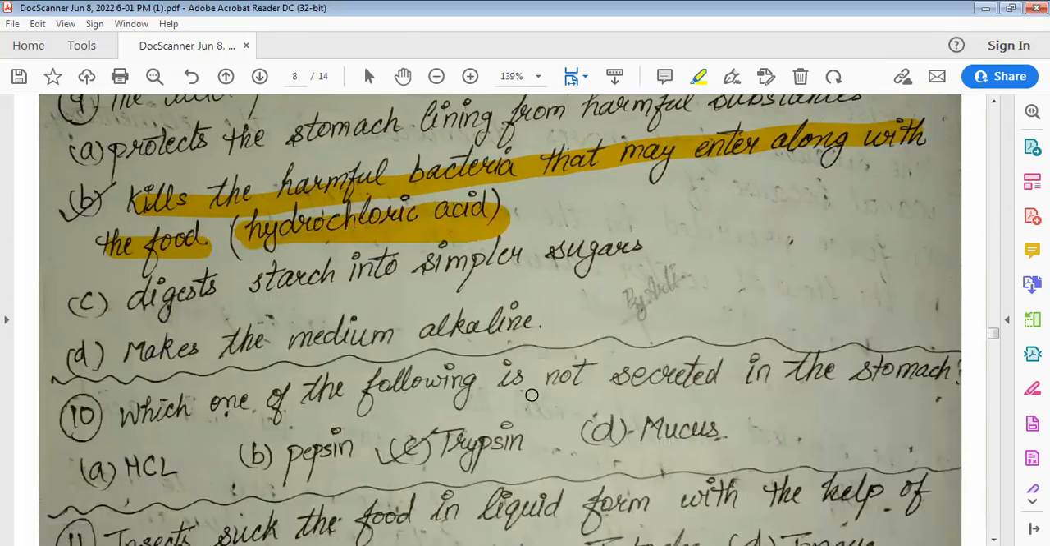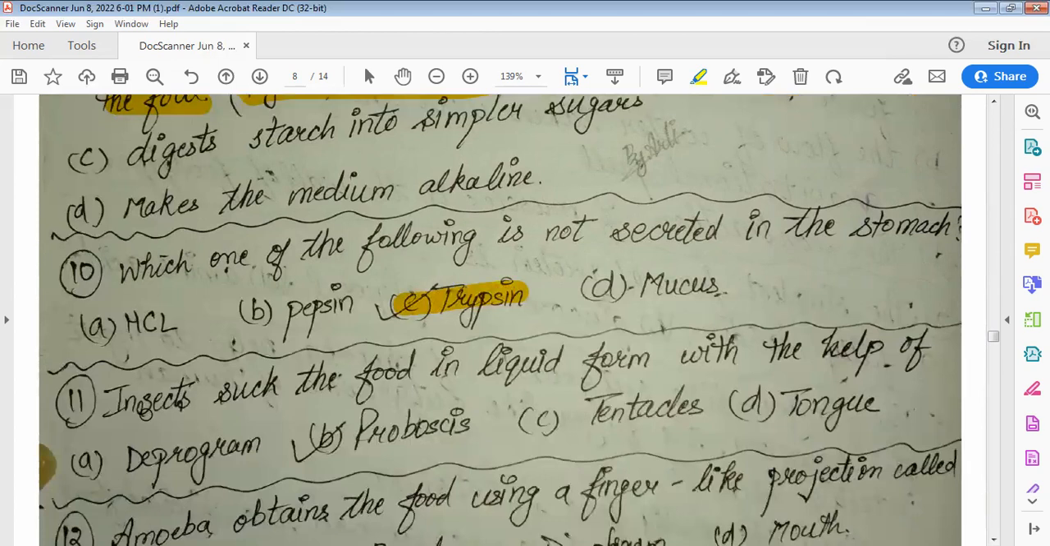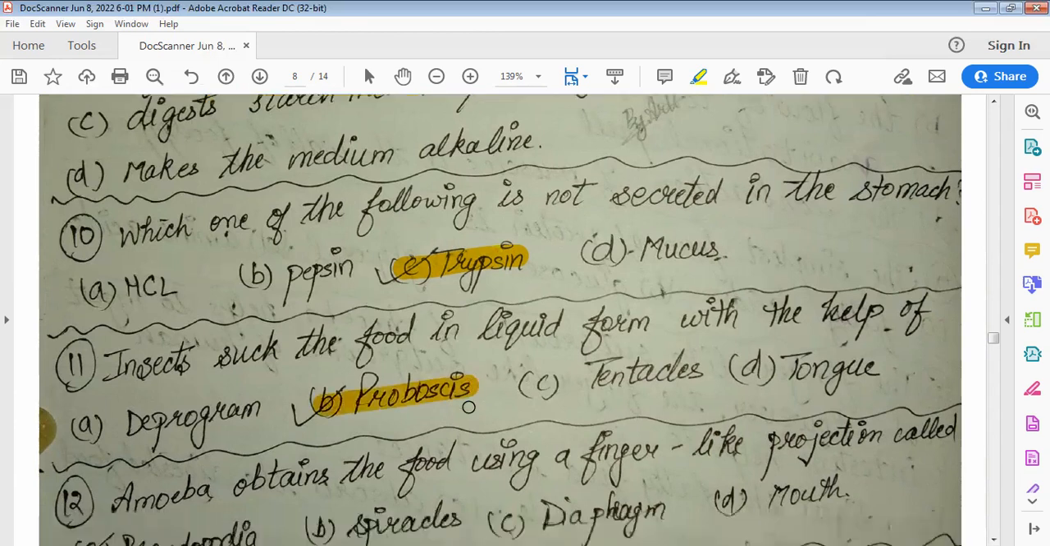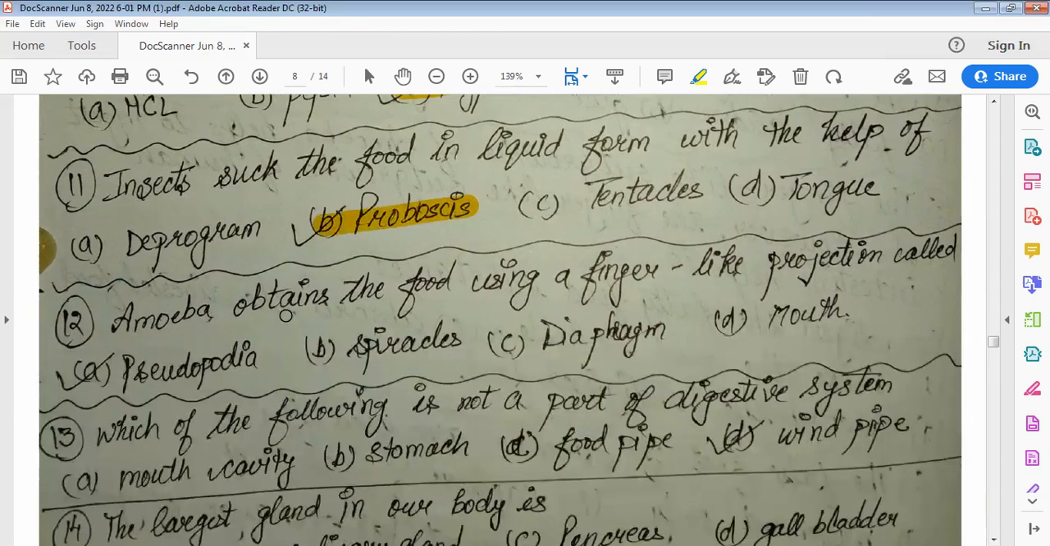Which one of the following is not secreted in the stomach? Trypsin. Insects suck the food in liquid form with the help of proboscis. Amoeba can obtain the food using finger-like projections called pseudopodia.